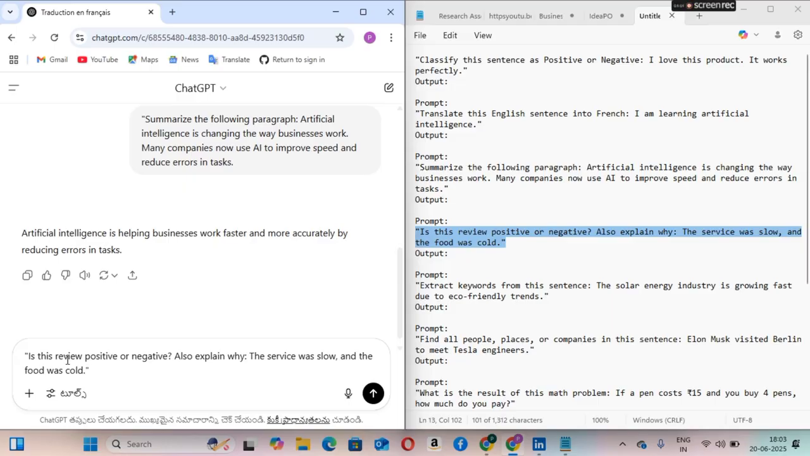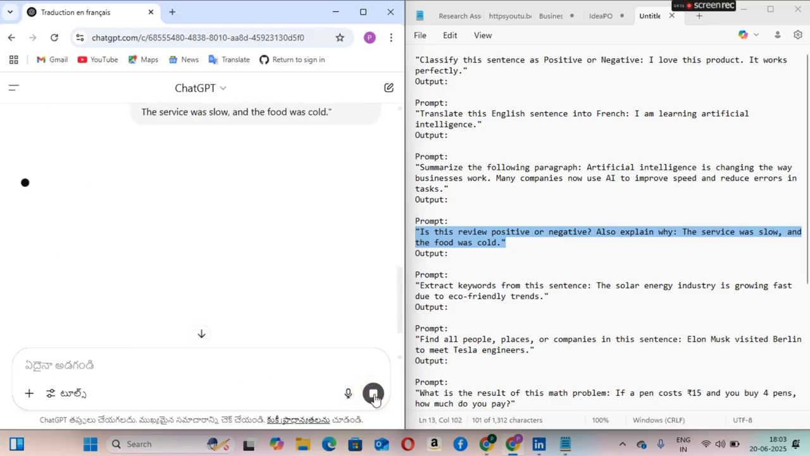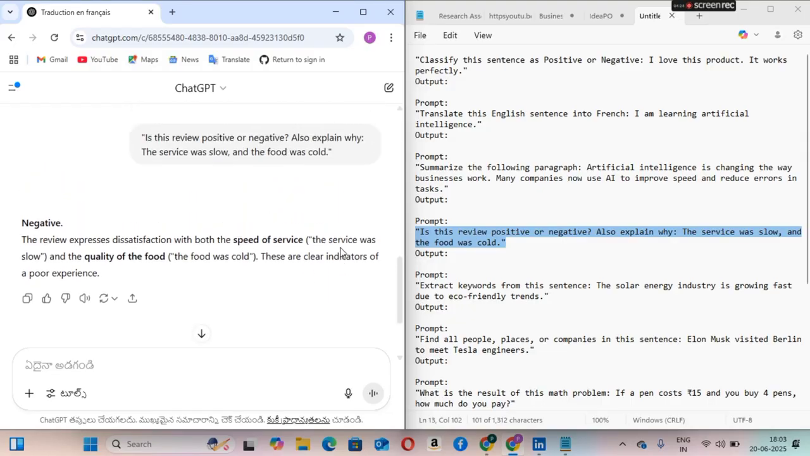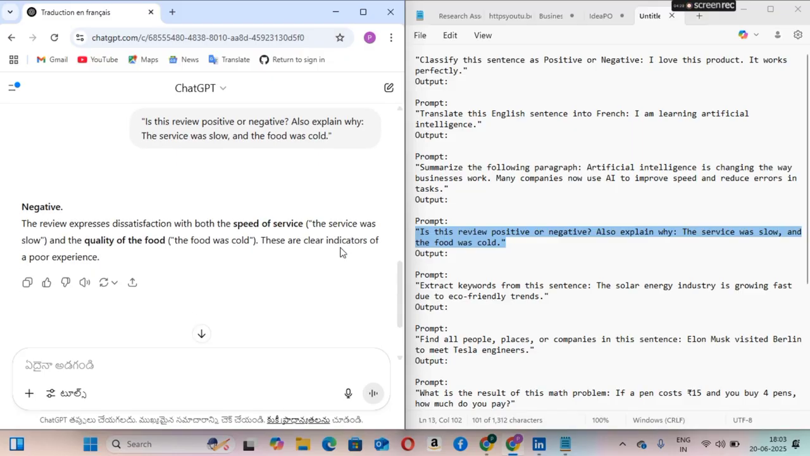So let's consider a prompt. Is this review positive or negative? Also explain why. And we give the review: the service was slow and the food was cold. So if you hit enter, it outputs negative. The review complains about slow service and cold food. So here the model not only labeled the review correctly, but also gave a reason why it labeled it so. So it understood that slow service and cold food are negative. So this shows how well zero shot prompting can work with multi-step tasks also.